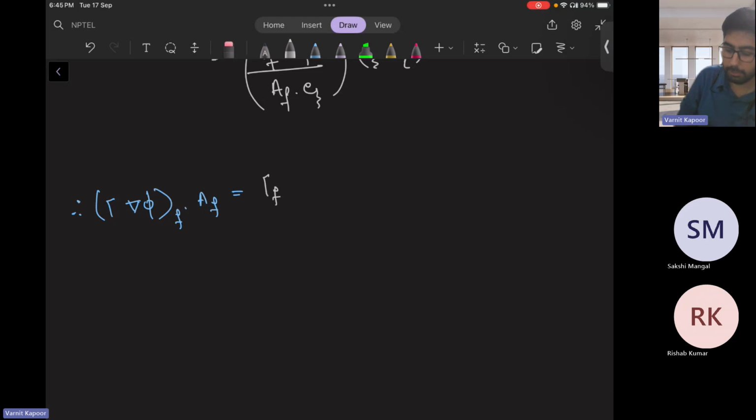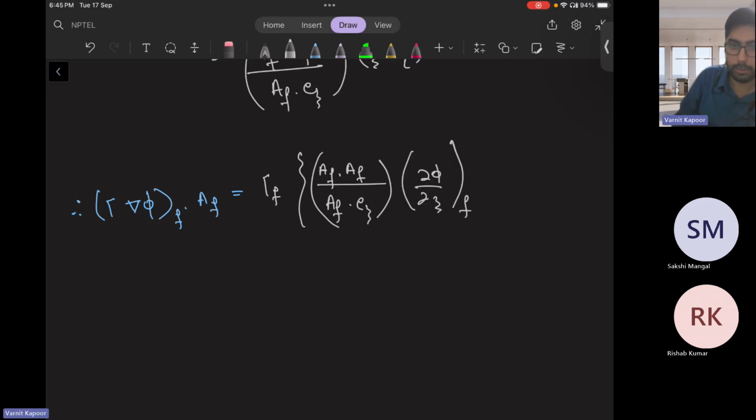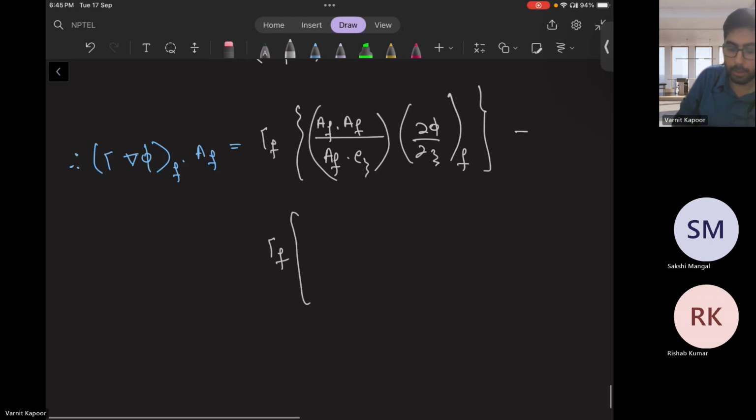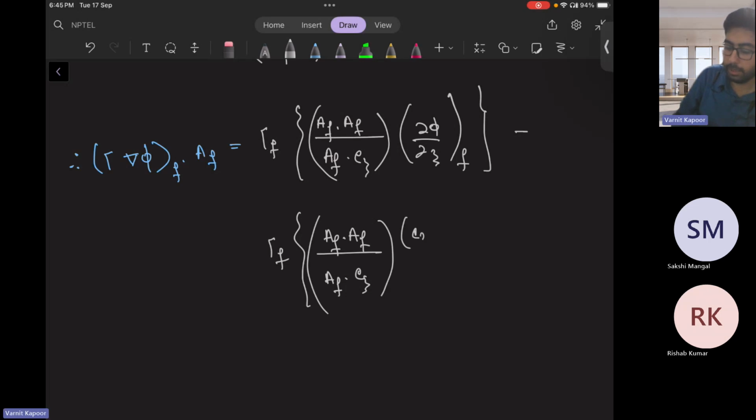That will be gamma_f, first term is A_f dot A_f over A_f dot e_zeta into dou phi by dou zeta of that phase, plus, sorry, minus gamma_f, A_f dot A_f over A_f dot e_zeta into e_zeta dot e_eta into dou phi by dou eta of that phase.